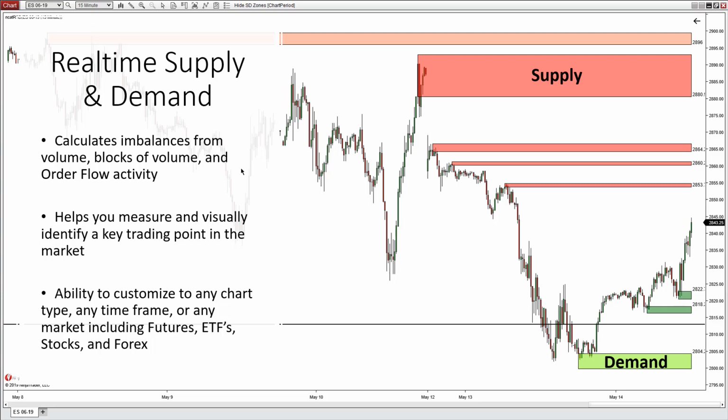You can see the supply zones here in red. These light pink zones are zones that have been retested already. But this is telling you a lot of sellers are coming in, blocks of selling volume coming into the market here, really starting to push the market down.